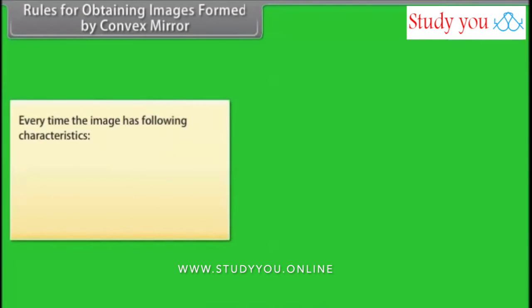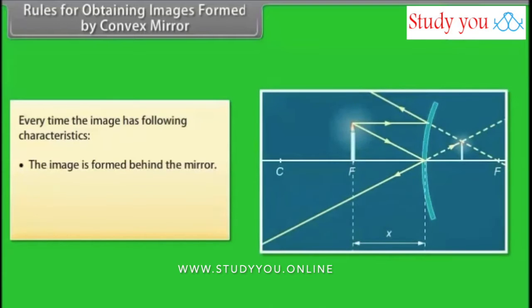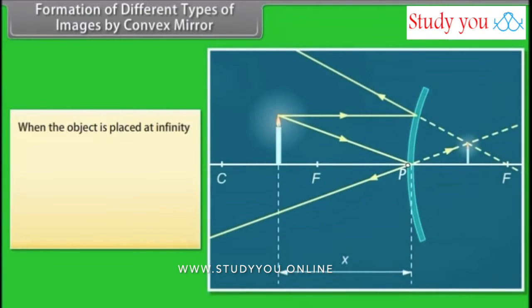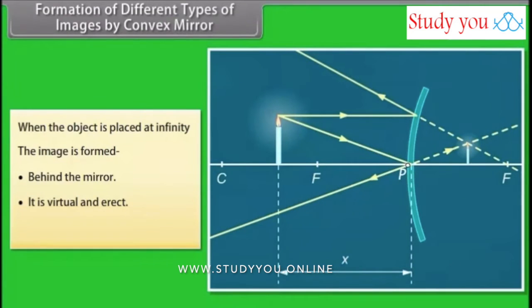Every time the image has the following characteristics. The image is formed behind the mirror. It is virtual and erect, smaller than the object. Formation of different types of images by convex mirror. When object is at infinity, image is formed behind the mirror. It is virtual and erect, smaller than the object.